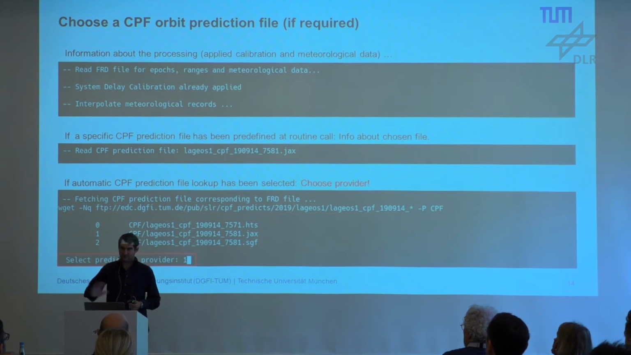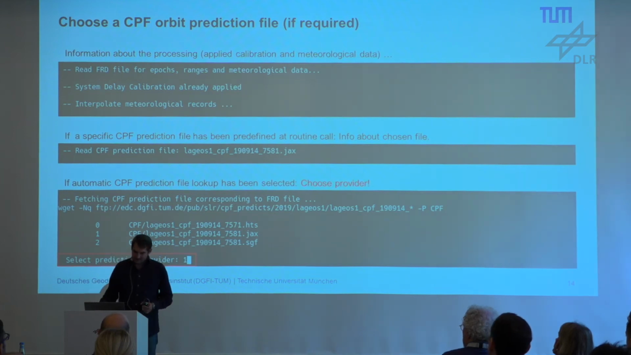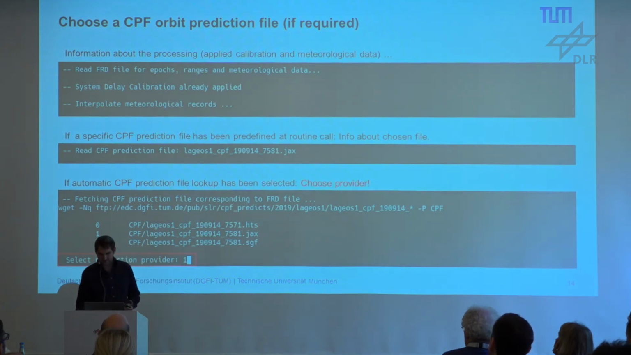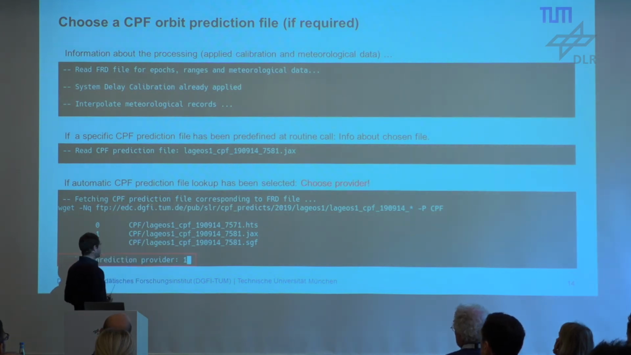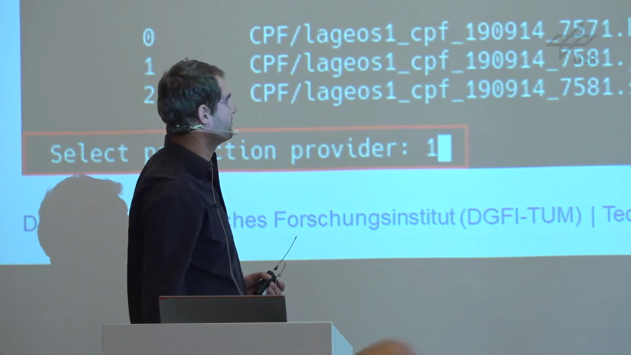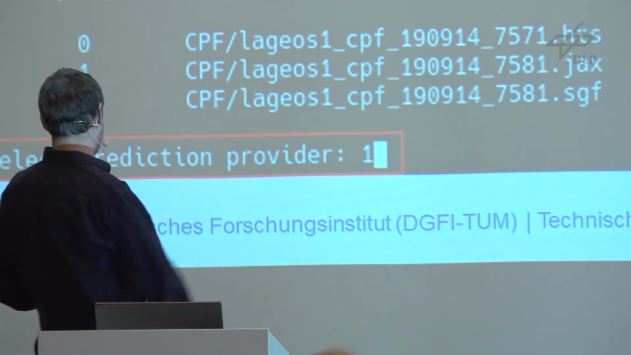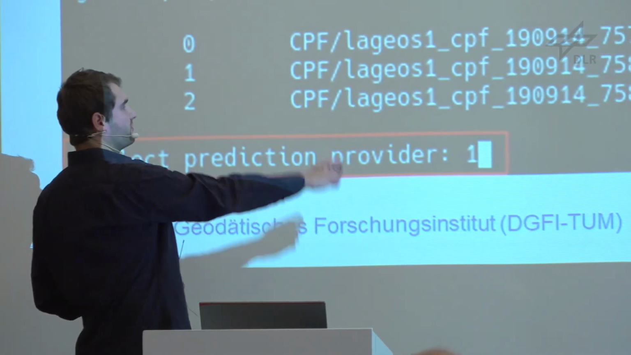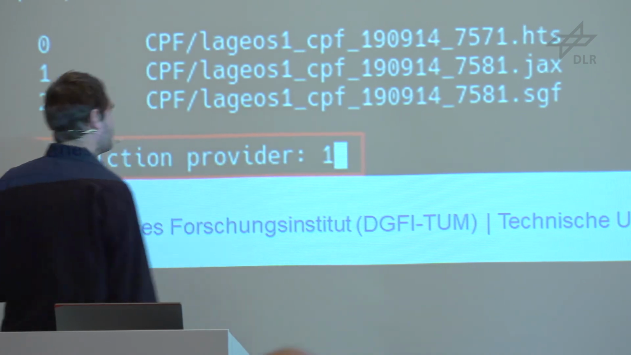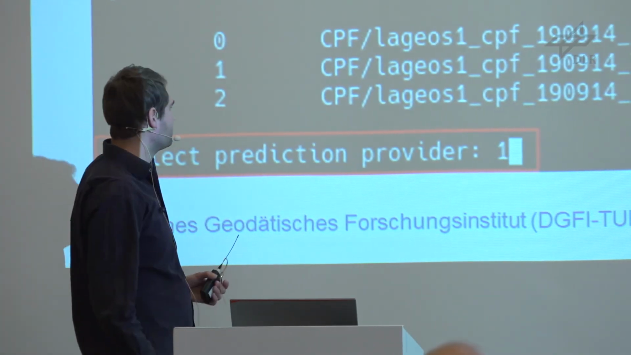Again, it's basically performing the normal point process that I explained before. If you have predefined the orbit prediction file, it just uses that one. Otherwise, if you have chosen the automatic selection, it will provide you the 3 alternatives, that's 3 of the prediction centers providing these files. And then we decide, okay, we want to choose the one from Japan, the .jax file, and select provider number 1.